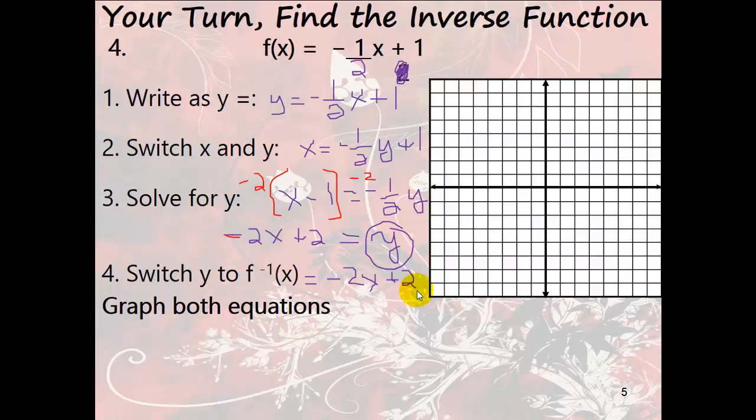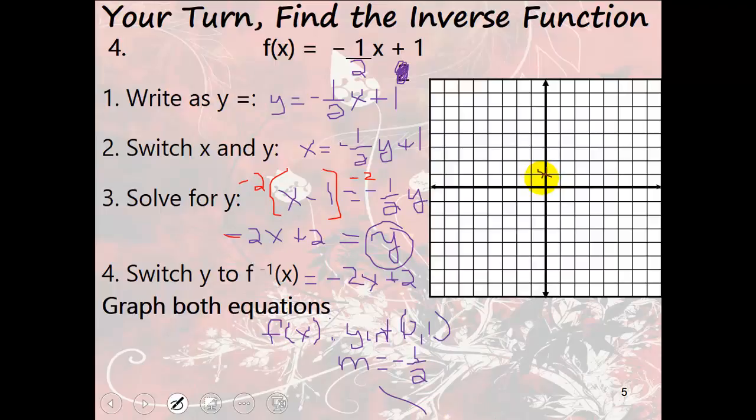I'm going to use for my original function that my y-intercept is 0, 1, and that my slope is negative 1/2. So that means my line's going to be going downhill from left to right. So here's my point, and then I'm going to use my slope.